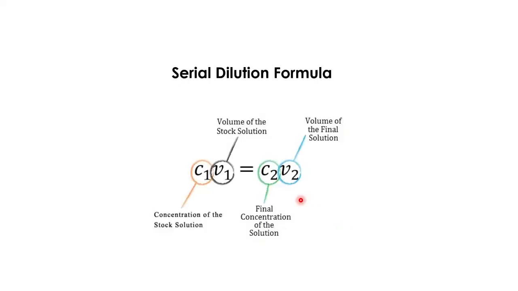Let's look at the serial dilution formula. The serial dilution formula is normally given as C1V1 equals C2V2, where C1 is the concentration of the stock solution, and V1 is the volume of the stock solution needed to prepare the final concentration of the solution as C2 in a final volume as V2.